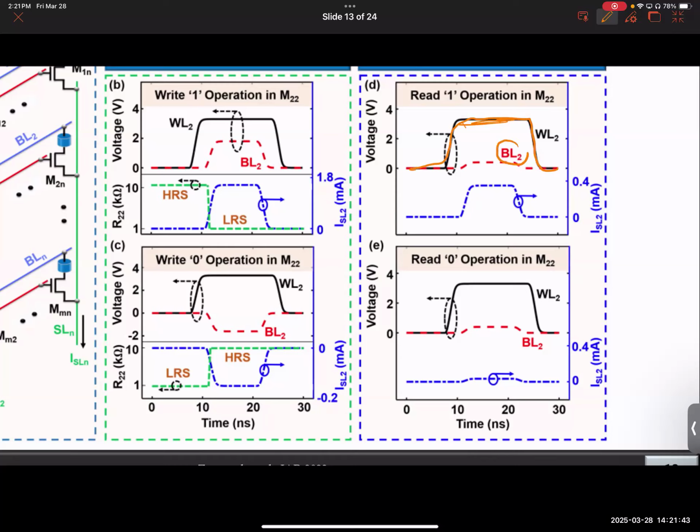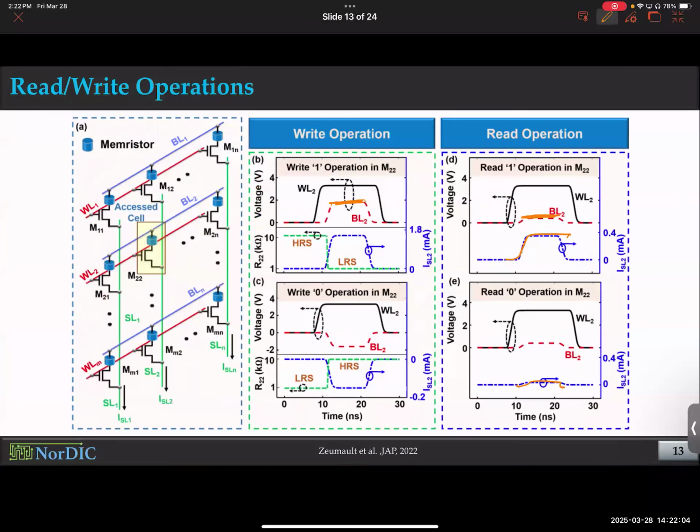Notice one more thing very carefully, folks. Compare this bit line voltage with this one. You have applied a small amount of voltage so that it doesn't switch. It just creates some current. And you want to see whether this current is high or low. Depending on what the resistance was, it could be high or low. That's exactly what we were looking for. Make sense? Any questions?